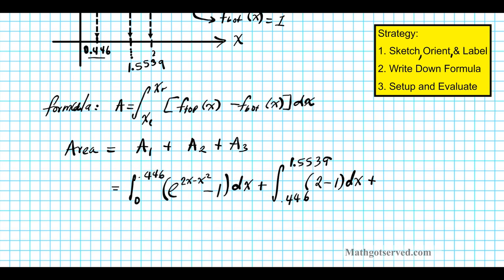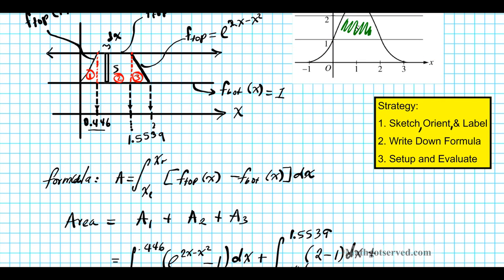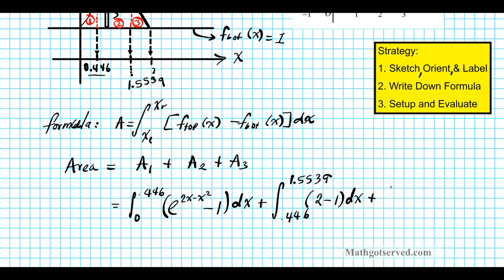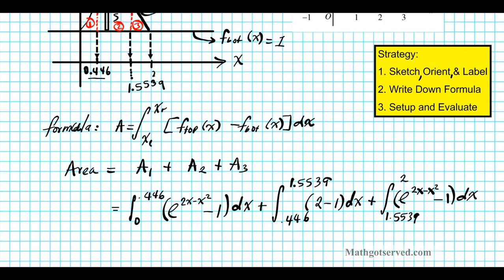Okay, so that plus the third region, region 3 right here. Let's go ahead and set up the integral for that expression. So that will be the integral from 1.5539 all the way to 2 of f top, which is e to the 2x minus x squared, minus f bottom. F bottom is always 1, quantity dx. Okay, so this is an expression for the area of these three regions.